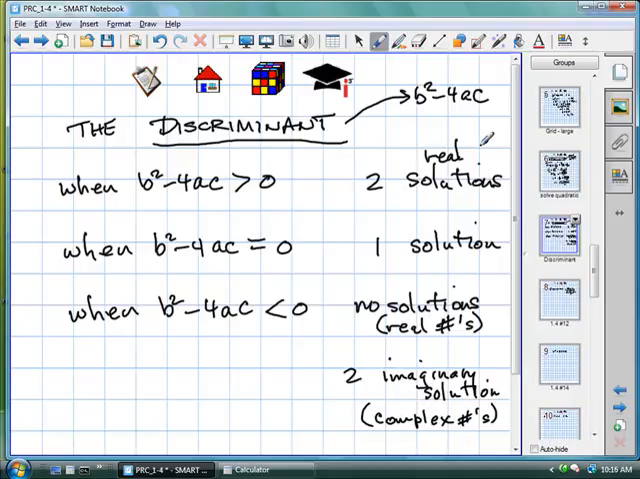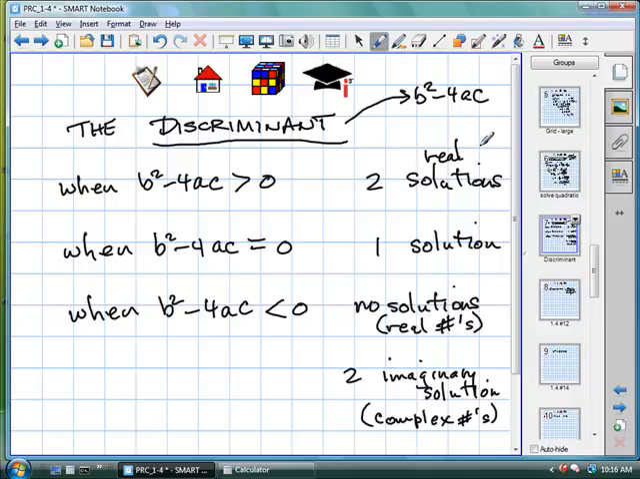All right, in the third case, what happens when the discriminant is negative? Well, as you know, using real numbers, we stop. We say we can't find the square root of a negative unless we use complex numbers. But right now, we're just using real numbers, and so we have no solution.